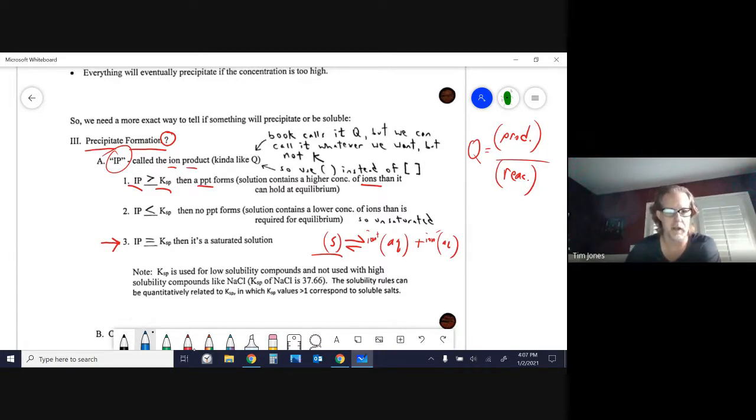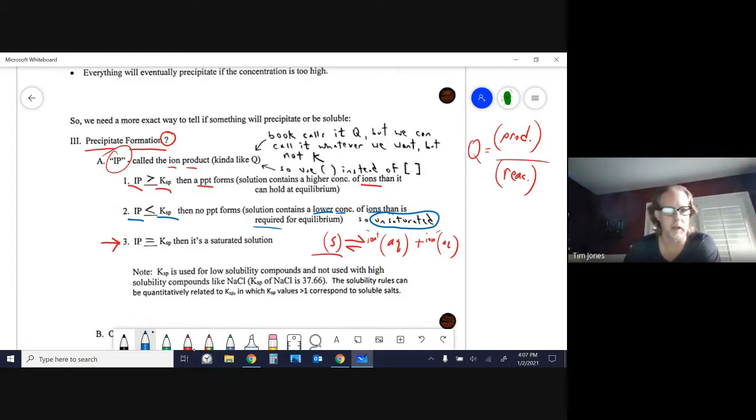If the ion product is less than the KSP, that means you have a lower concentration of ions than is required. So, in this case, you're safe. You haven't reached the limit of saturation yet. So we now have an unsaturated solution, and you could actually add more ions before reaching saturation.